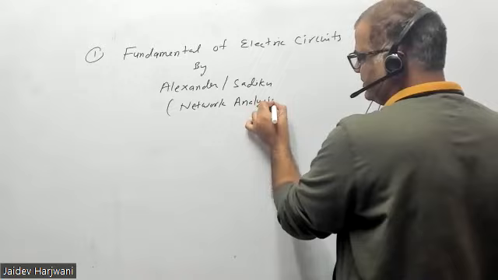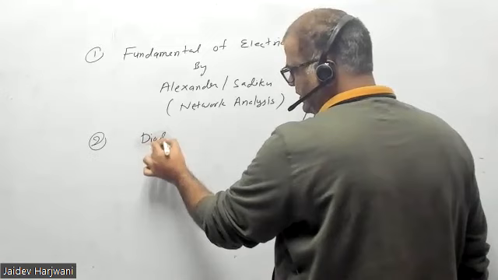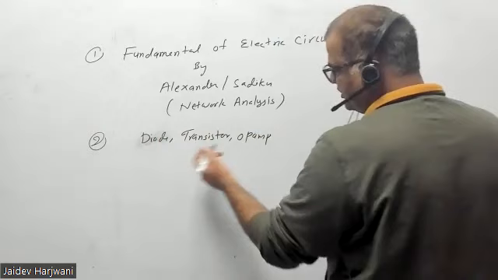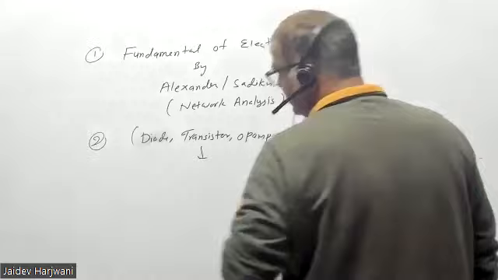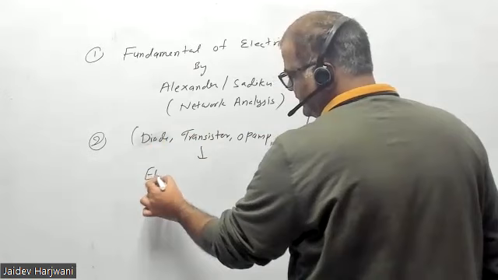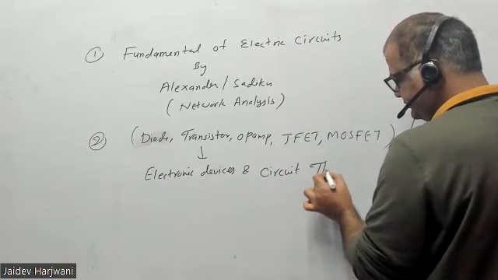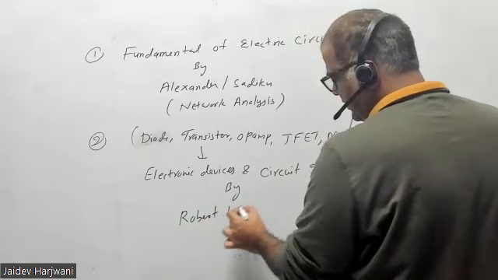And the second book I'm suggesting is for your diode, transistor and operational amplifier, and of course junction transistor, field effect transistors, JFET, MOSFET. For these topics I am going to suggest the book Electronic Devices and Circuit Theory by Robert L. Boylestad.